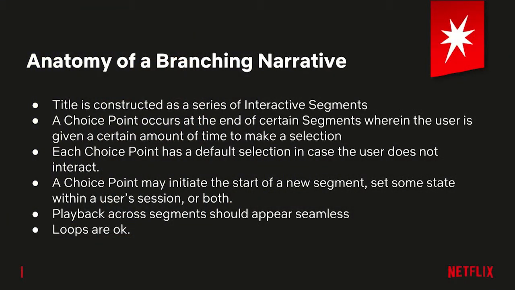Okay, so I mentioned some of these terms already, but each of these titles is constructed as a series of interactive segments. These segments are laid end-to-end in a single timeline. A choice point may occur at the end of any given segment where the user is given a small amount of time to make a choice. The choice is locked in, and then at that point, either a new segment begins or some state is set in your session. This basically means that a choice that you make early on can affect your story down the road, and otherwise you wouldn't really notice. Playback across segments is seamless, and we decided early on that loops would be okay.